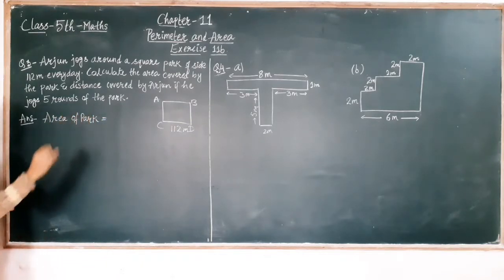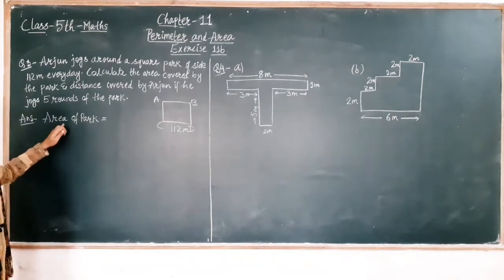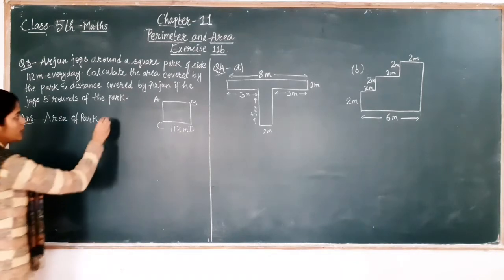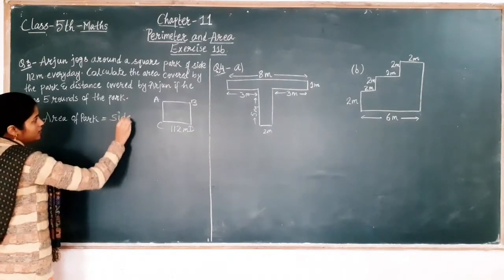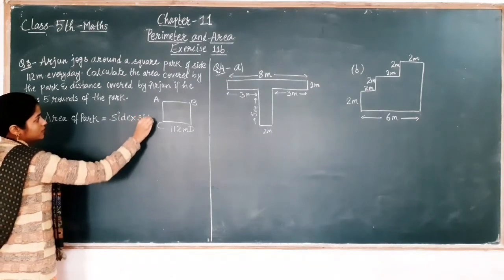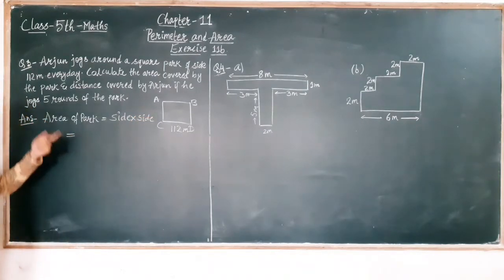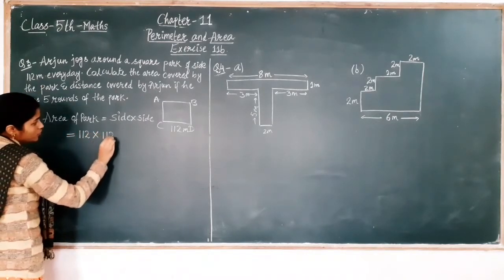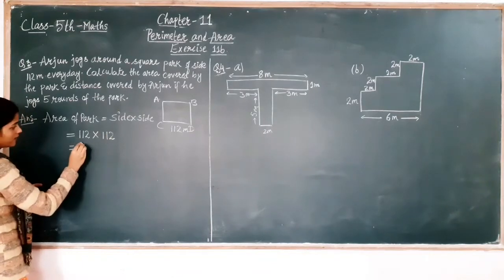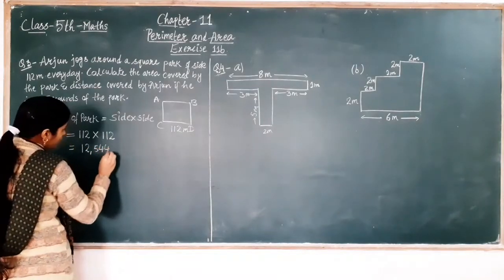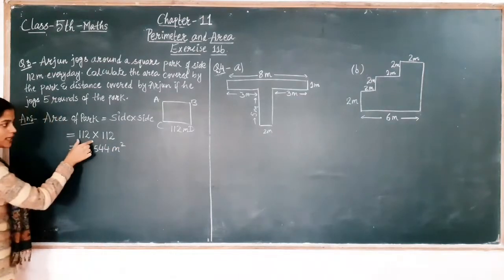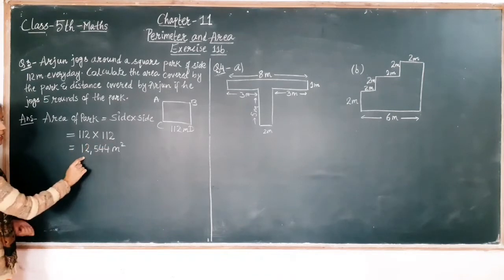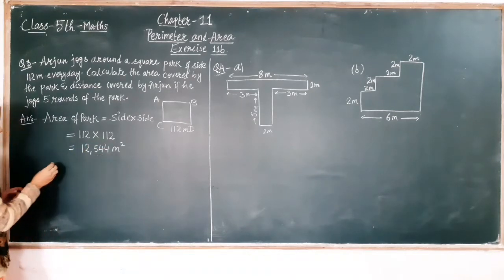As the park is in the shape of a square, we'll find its area, and its formula would be side into side. The side has been given as 112 meters. If you multiply 112 into 112, you will get 12,544 meter square.